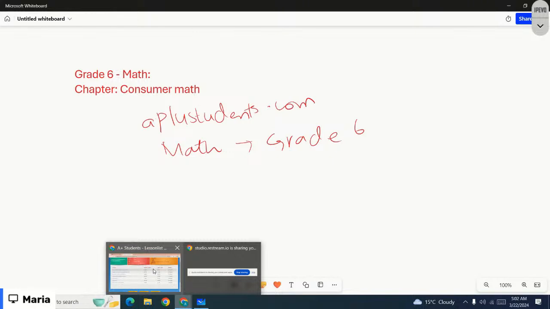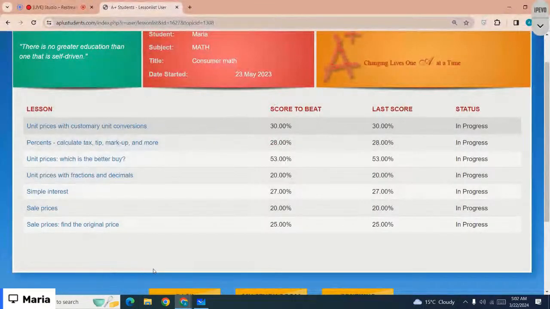Please make sure you have your notebook and pencil so that you can note down the important examples and definitions as well. So let's start with the first lesson, that is unit prices with customary unit conversions. Let's start with the lesson.